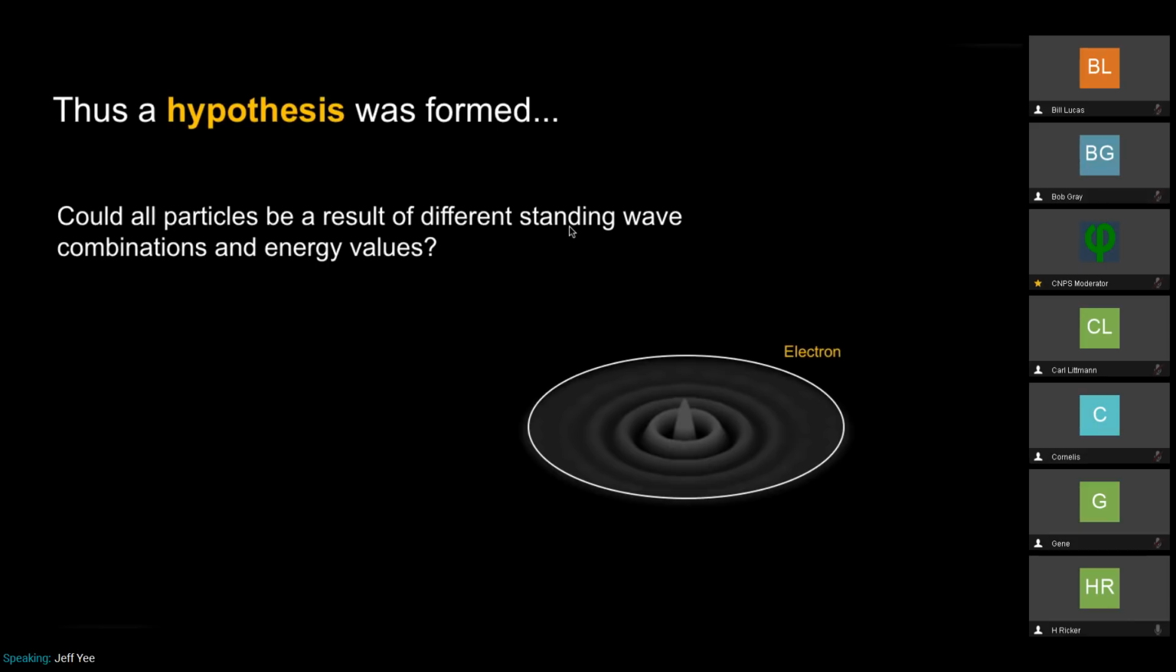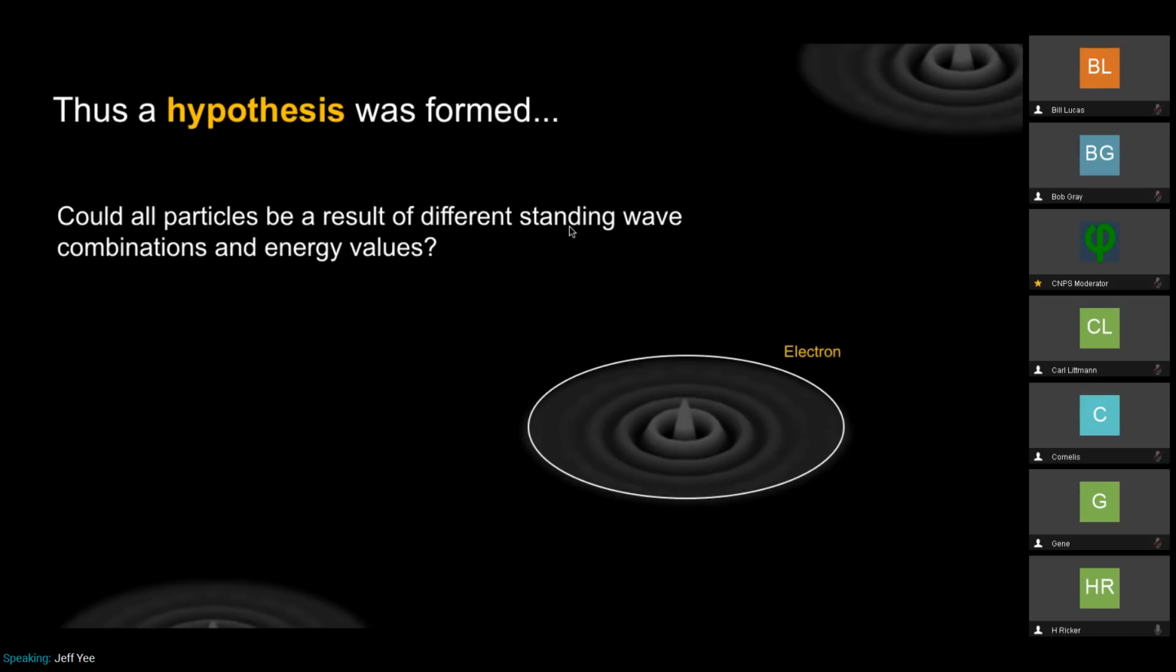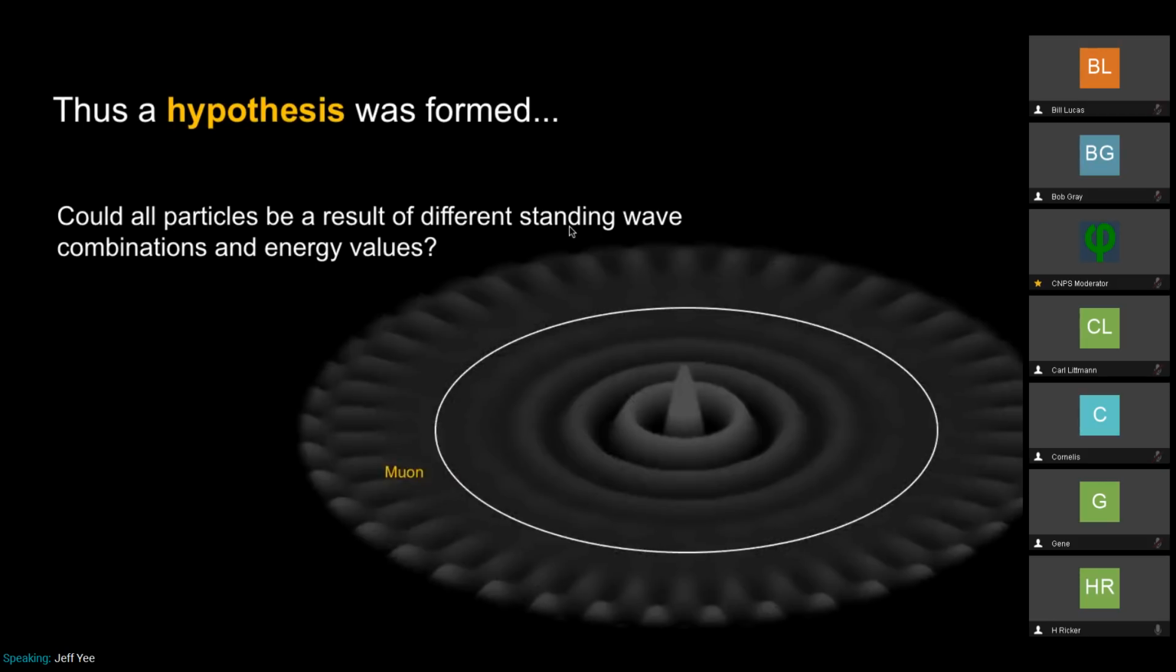And so this was my hypothesis, all right? Could all particles be a result of different standing wave combinations and energy values, such that if you were to merge multiple particles together, such as in a particle collider, could they merge to become a larger standing wave, maybe larger both in volume as well as the energy that it contains in wave amplitude? Could it transition to be a different particle? So that was my hypothesis.